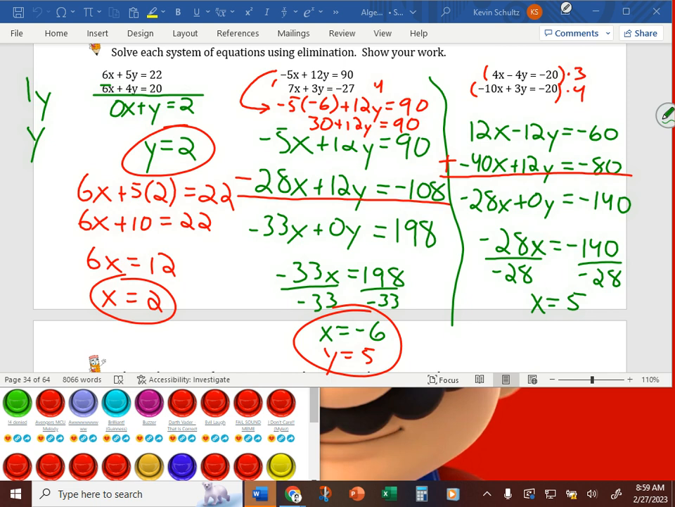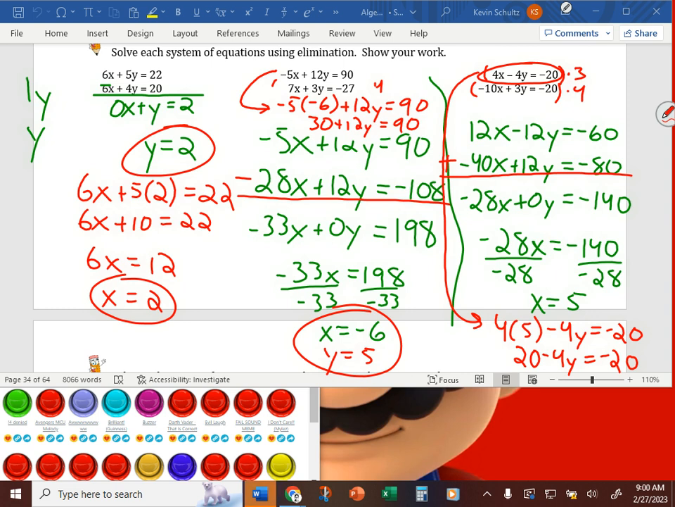Doesn't matter which one. We can use any of these 4. We'll just use the top one because the numbers are a little bit smaller there. If x is 5, then 4 times 5 minus 4y equals a negative 20, or 20 minus 4y equals a negative 20.